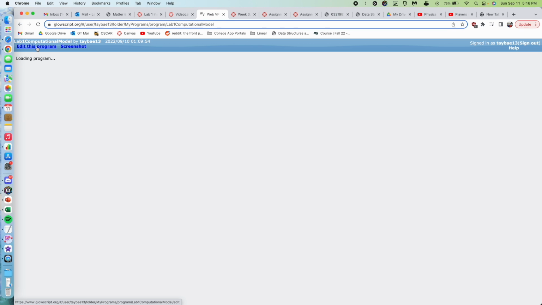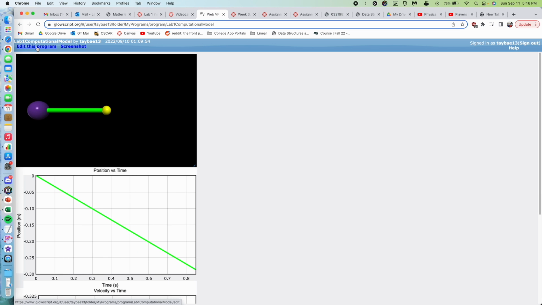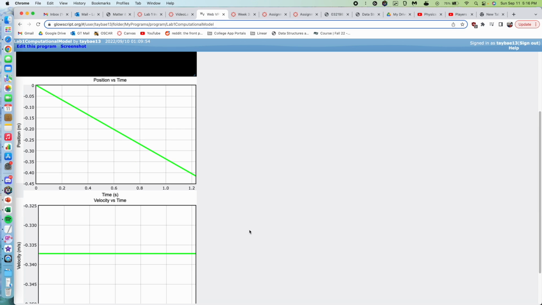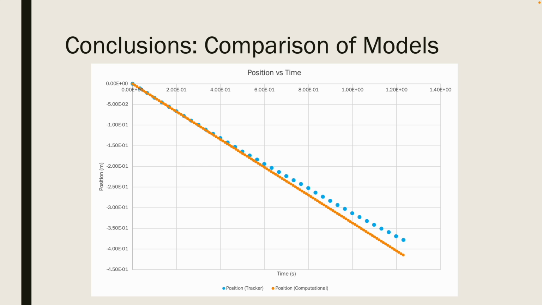And right here, if we run the program, we can see that it looks pretty similar to the Tracker video. And the position versus time graph also looks pretty similar. It's a downward slope as well. Here we can see that the velocity is just remaining constant since there's zero net force.